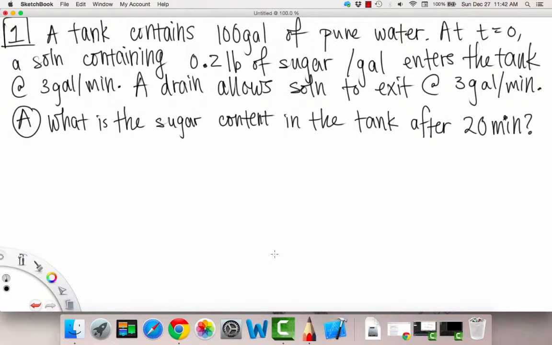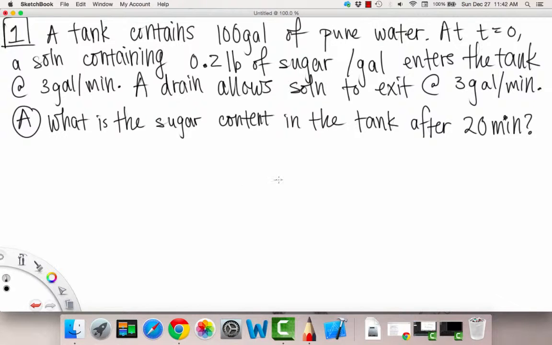Okay, so here's problem number 1. We have a tank which contains 100 gallons of pure water, and at time equals 0, a solution containing 0.2 pounds of sugar per gallon enters the tank at 3 gallons per minute. A drain also allows solution to exit at 3 gallons per minute.